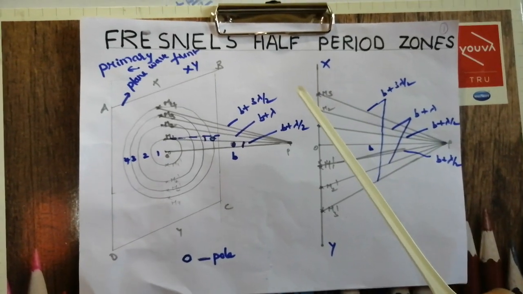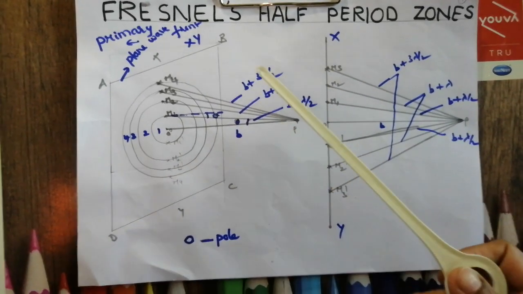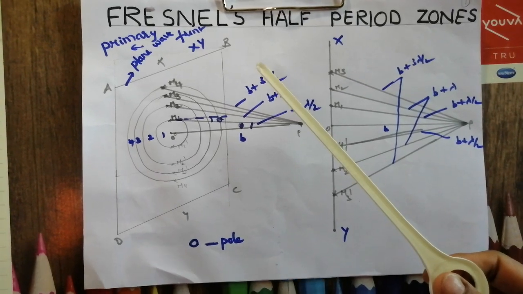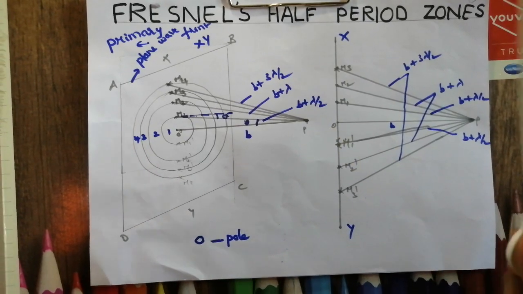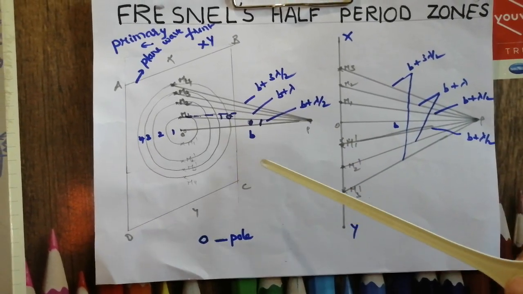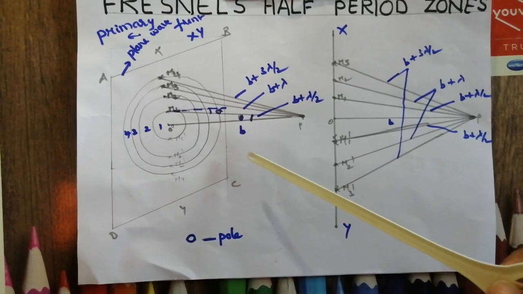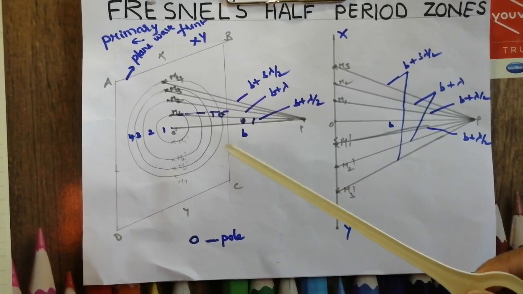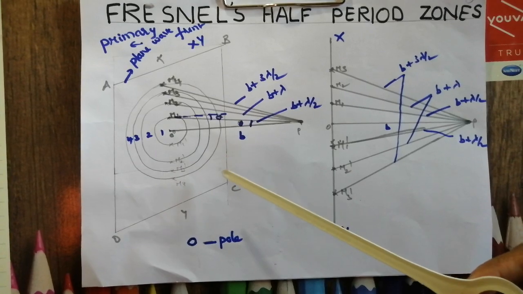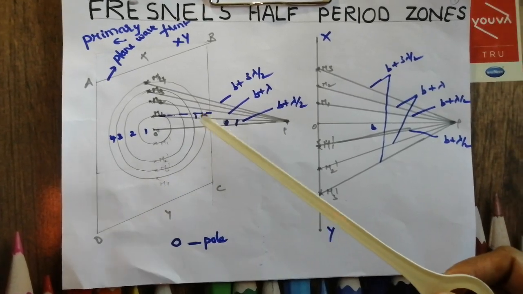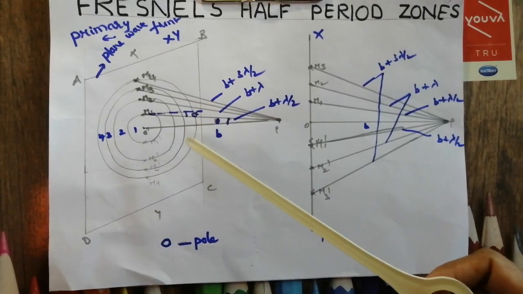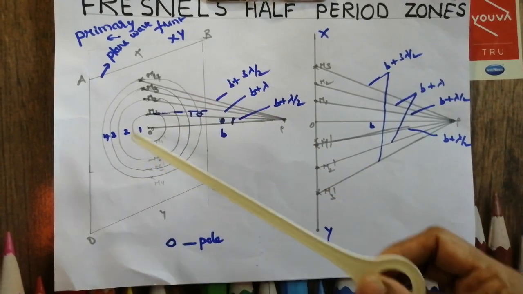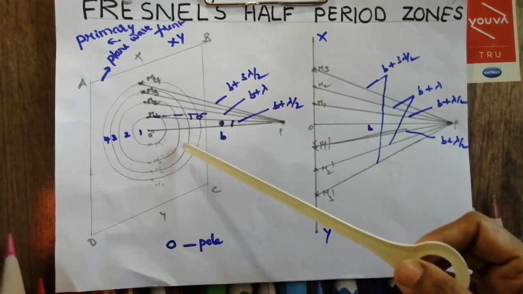Today let us discuss Fresnel's half-period zones. In Fraunhofer's diffraction, the source is at a very far distance, so we will get a plane wavefront. But in Fresnel diffraction, the source is very near, so we will get either a spherical wavefront or a cylindrical wavefront. Now let us divide this spherical wavefront with a plane, then we will get a plane wavefront.